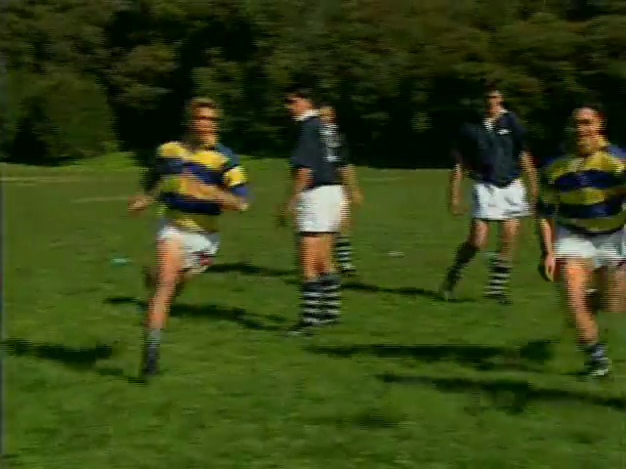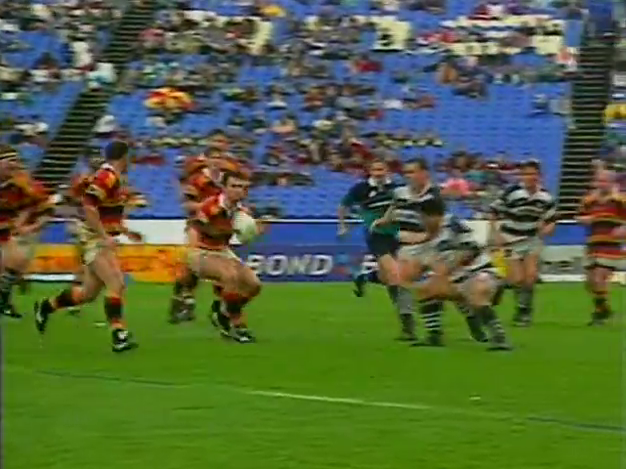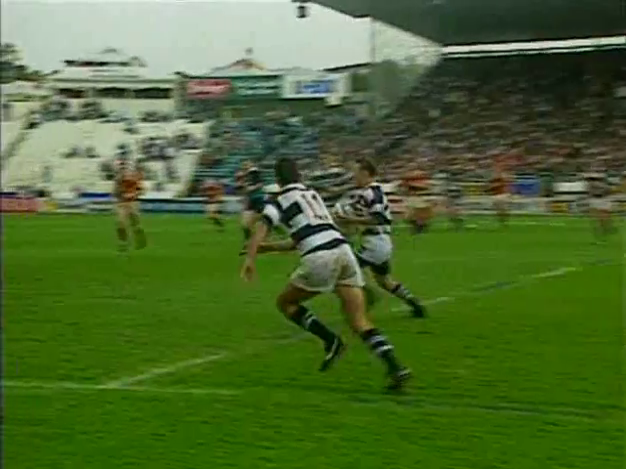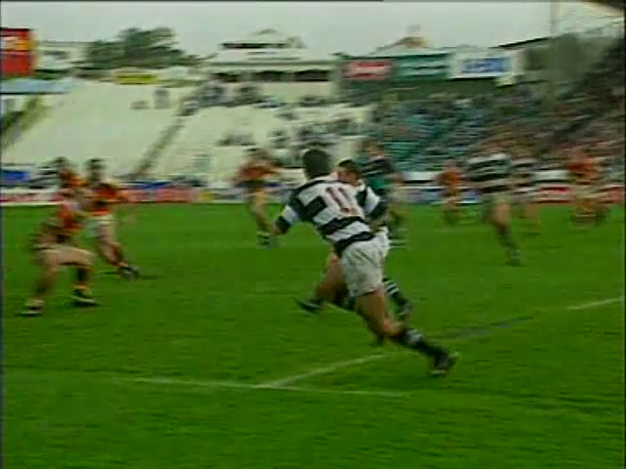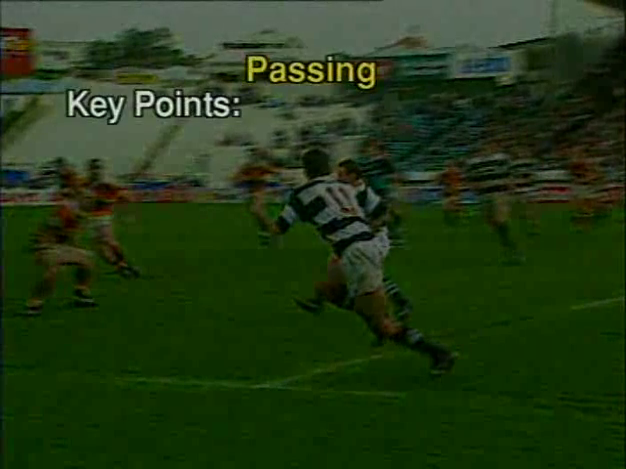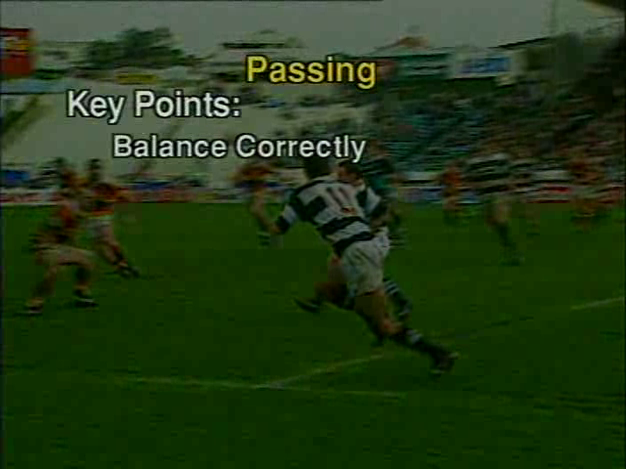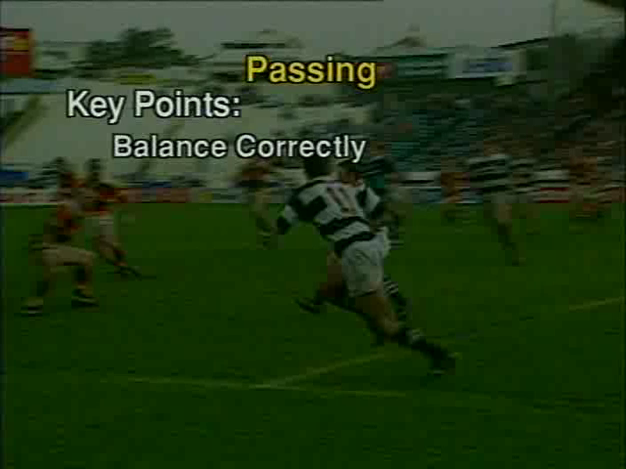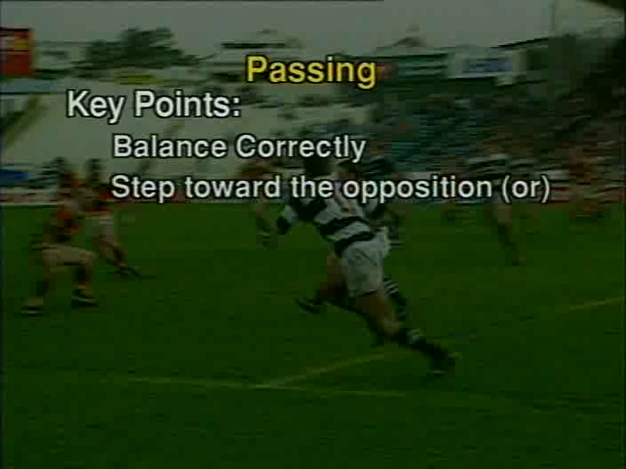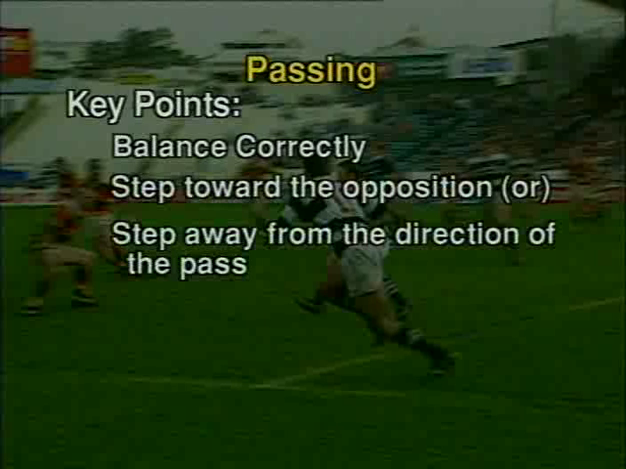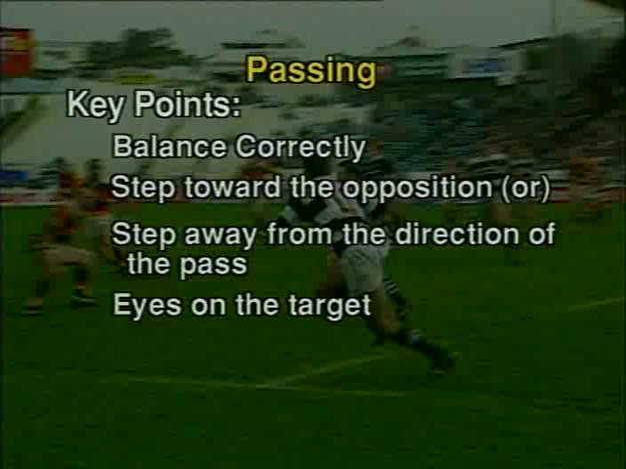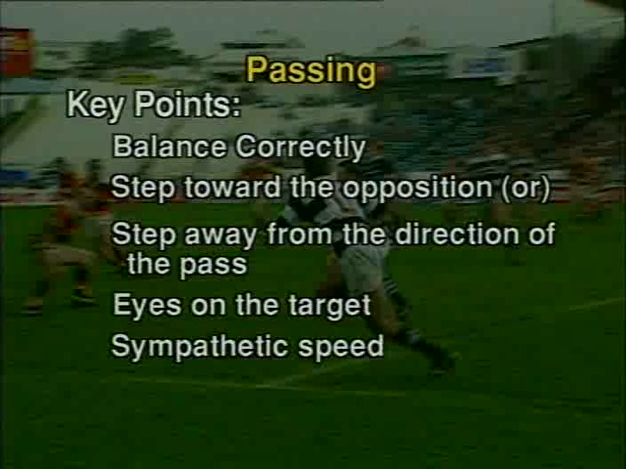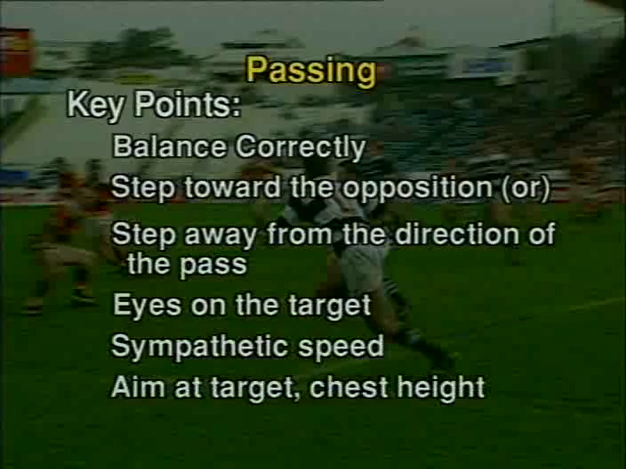Commit, pass, support. The passer must be balanced correctly. Passing left, balance on the right foot. Passing right, balance on the left foot. Step towards the opposition or step away from the direction of the pass. Eyes on the target. Sympathetic speed of the pass. Aim at the target, chest height.